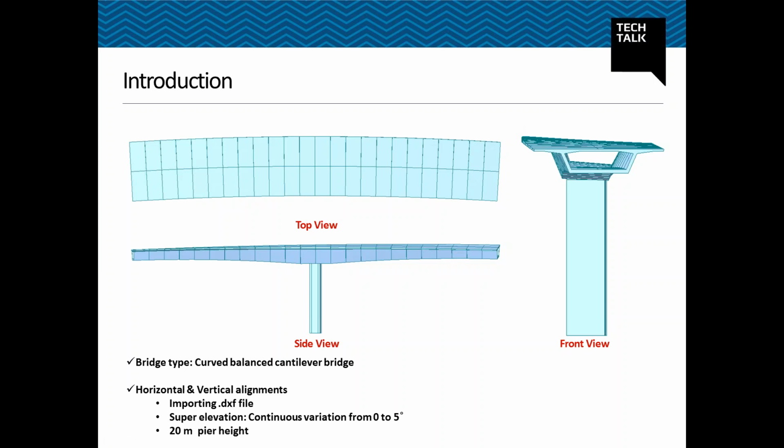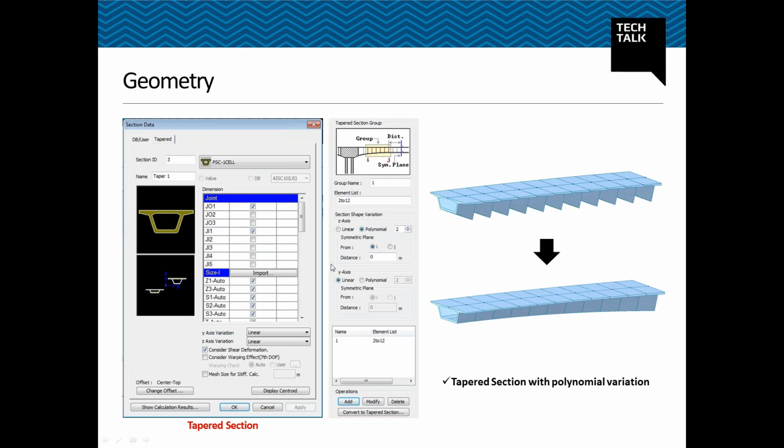The horizontal and vertical alignment of the structure will be created by importing the AutoCAD DXF file format. And then I will apply super elevations on the superstructure, and then I will extrude a pier 20 meters high. So I think most of you are already quite familiar with Midas Civil already, so I'm not going to go through every single details of general user interface of Midas Civil.